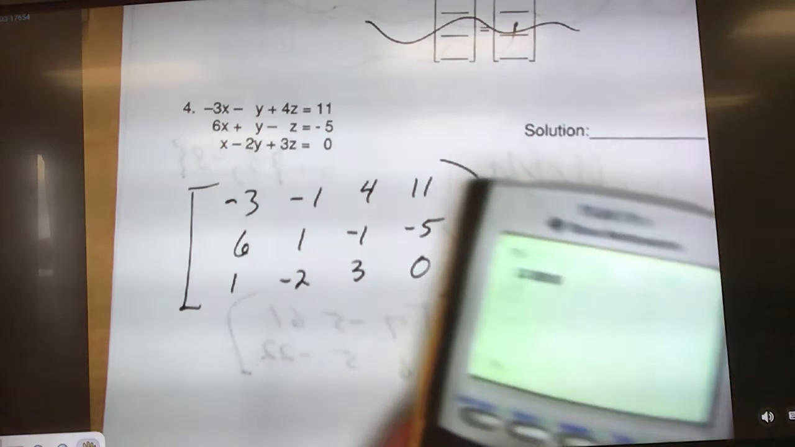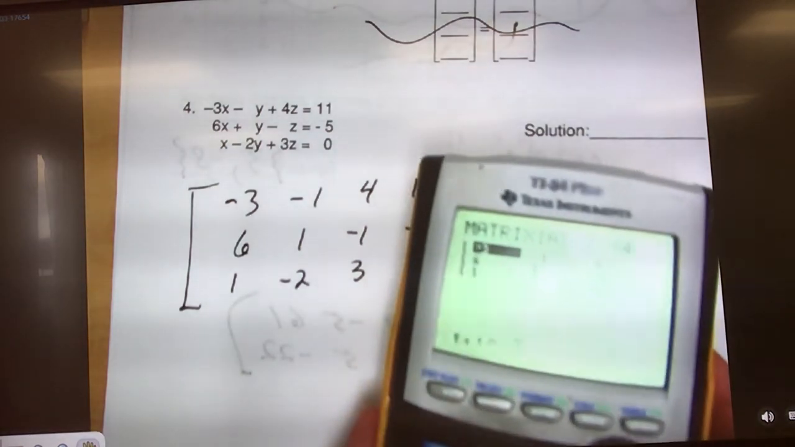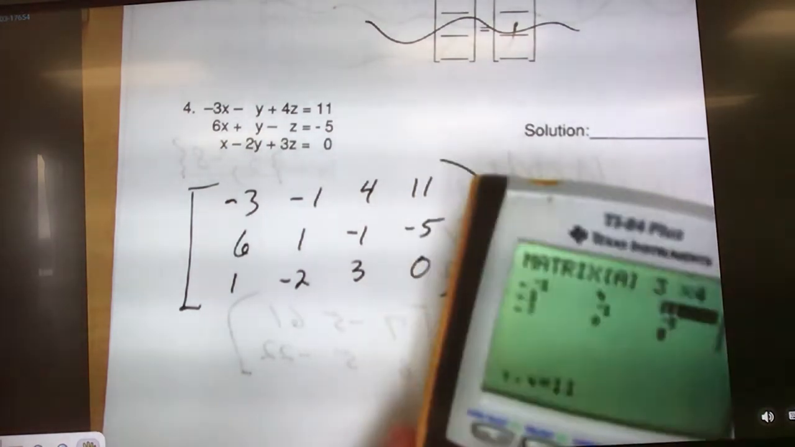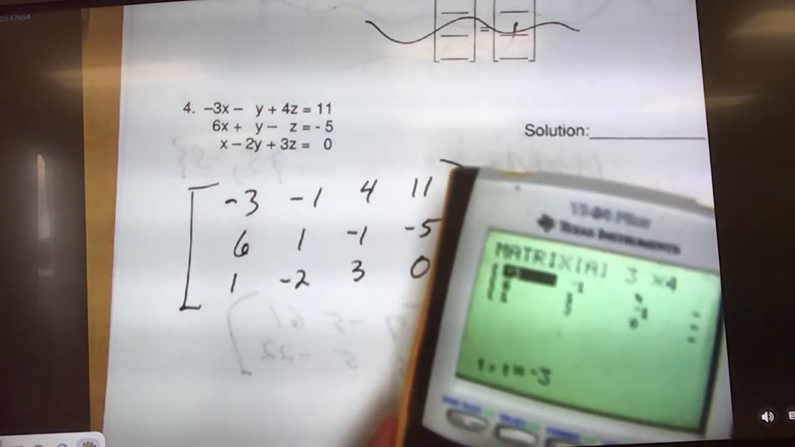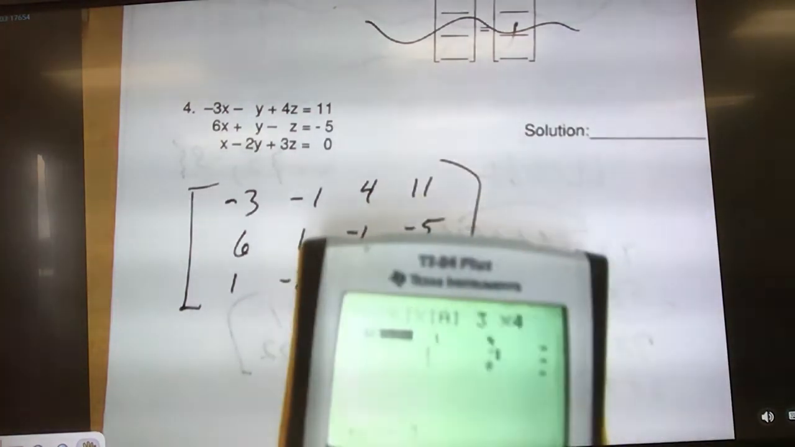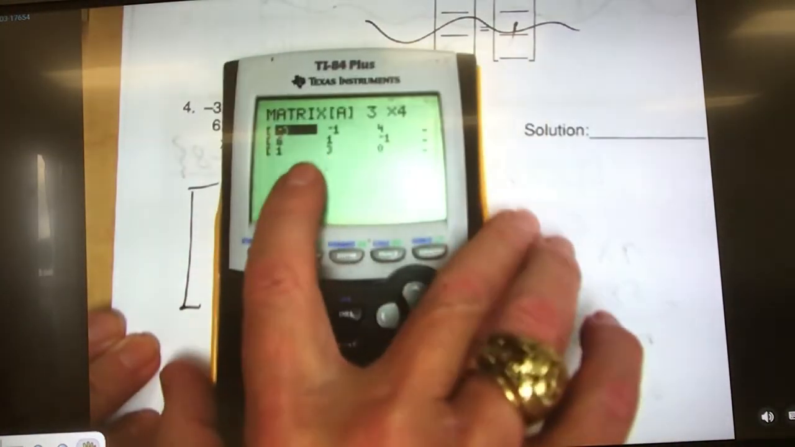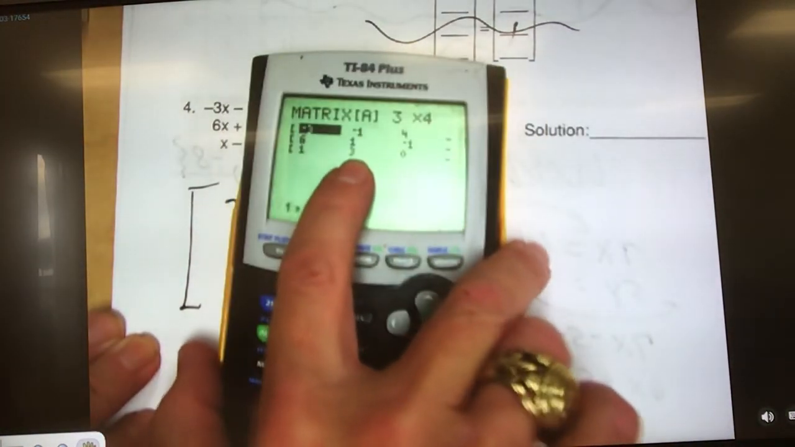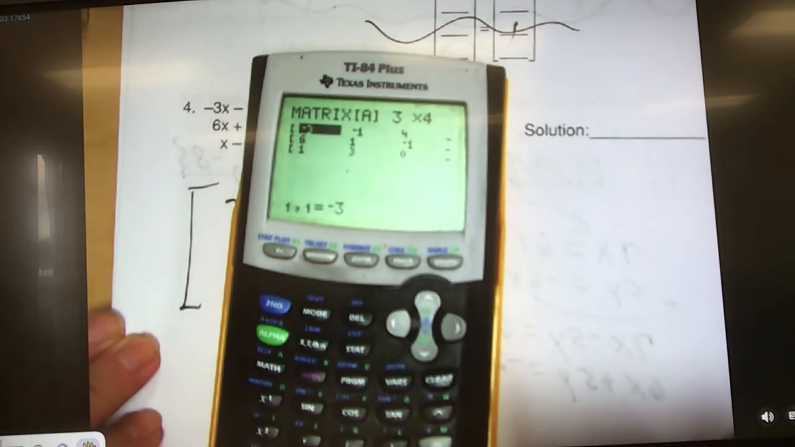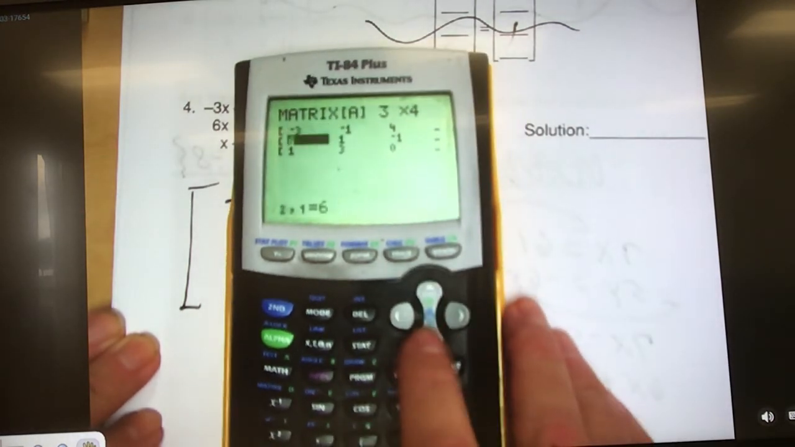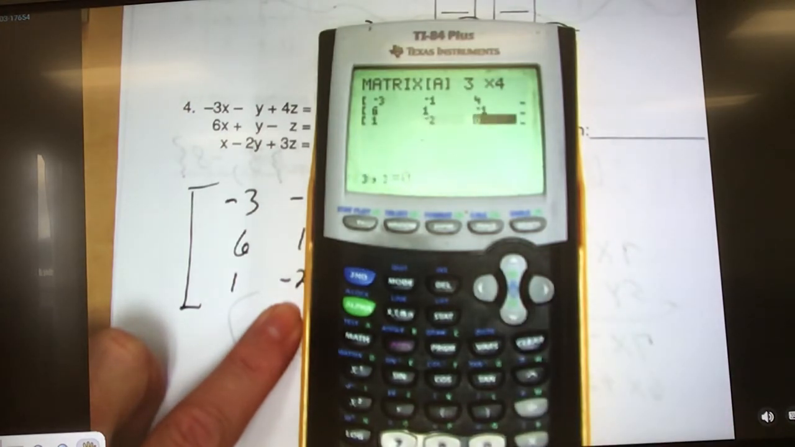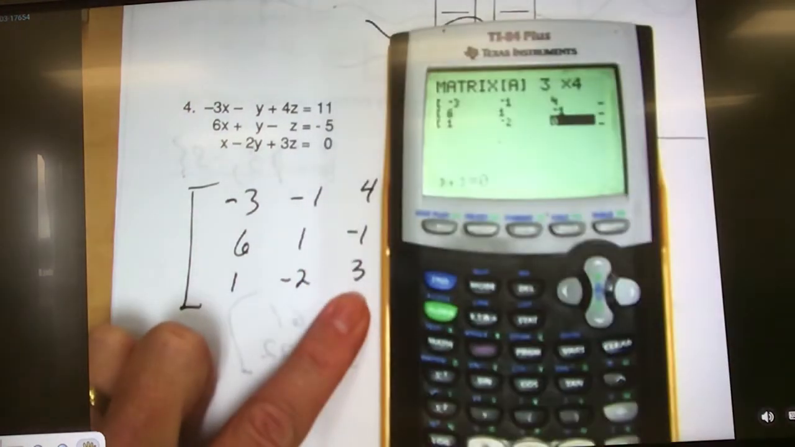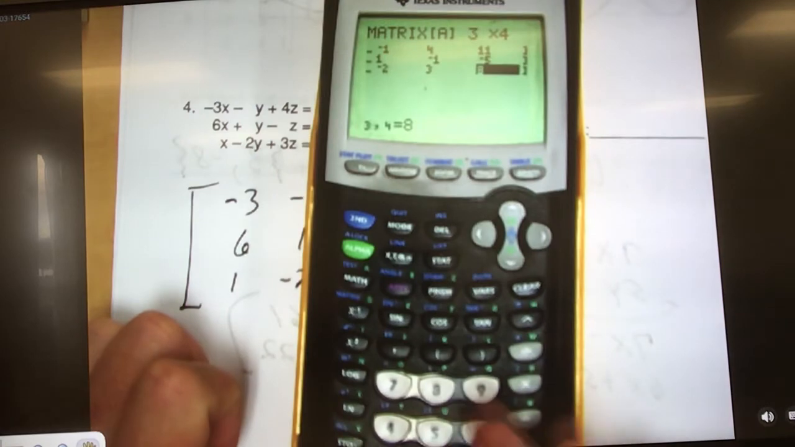And as I look at them in here, 6, 1, -1, and -5, 1, 3. I see that I did get off on 1. Okay, on the bottom row, I put in the wrong one. So it always kind of pays to check your work. So I go down here, and it's supposed to be 1, -2. 3 should be next, then 0.